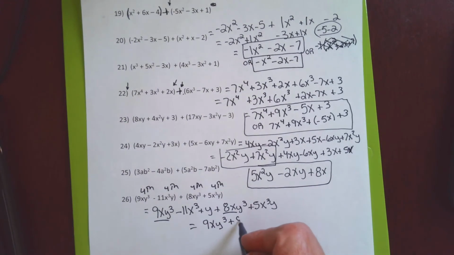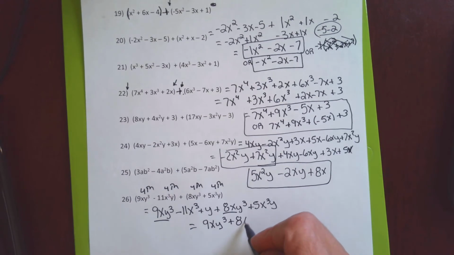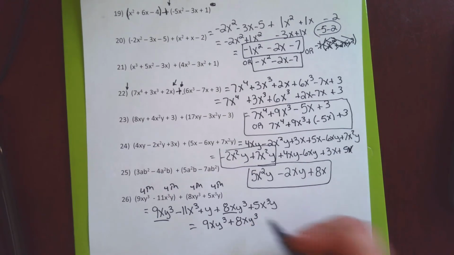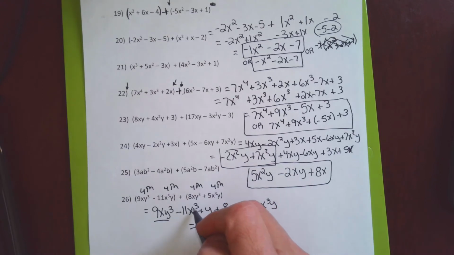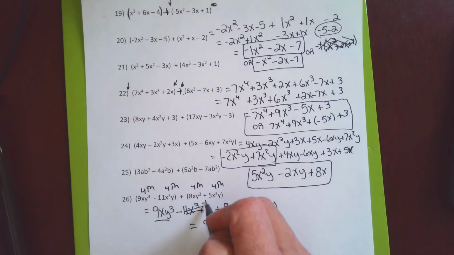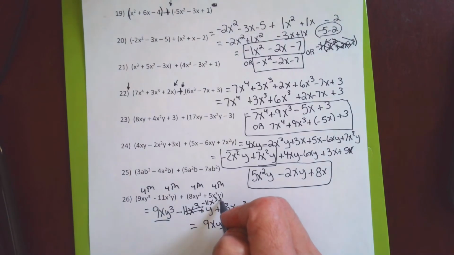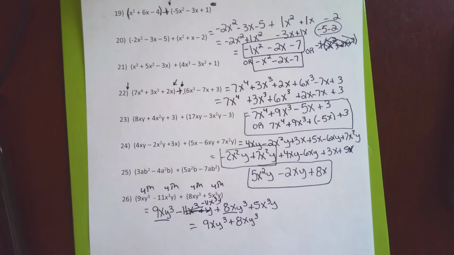I prefer, if I have a choice between first terms, because there are multiple terms that have the same degree that aren't like terms, I pick the positive first. This is garbage. This is supposed to be minus 11x cubed y. I'm not sure why they stuck that plus in there.